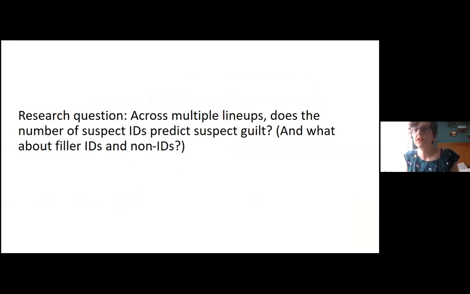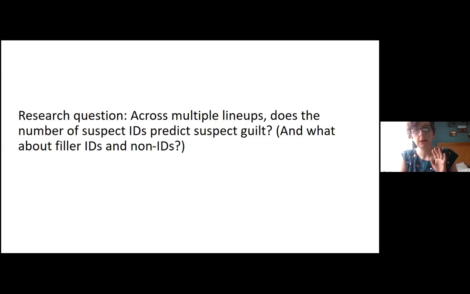Can you predict essentially whether the person saw a target present or a target absent lineup from the number of times they choose the suspect? And of course, we can also ask the same questions for things like filler IDs or non-IDs. So like I said, this is a bit of a preliminary study.